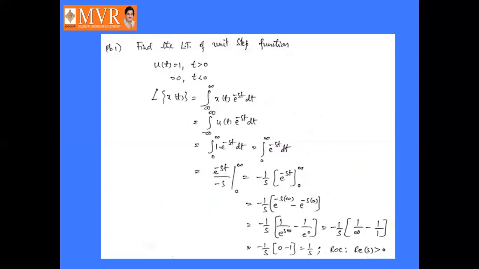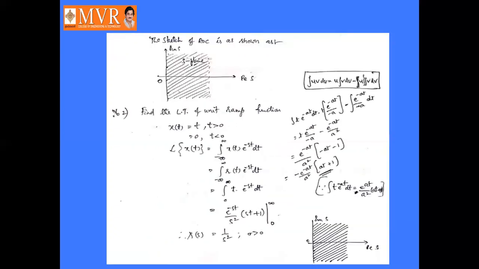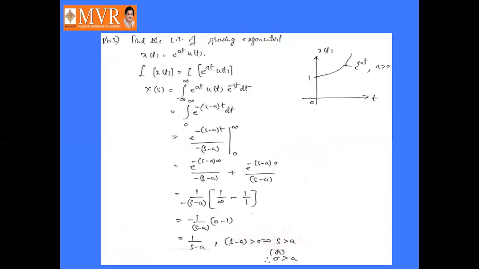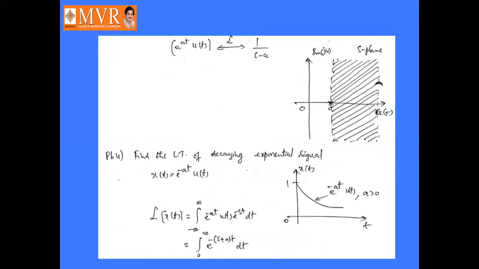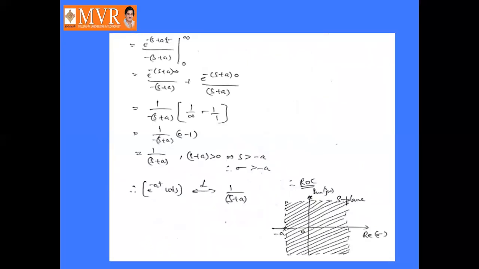So that is 1 into e power minus s t by minus s. So minus 1 by s into e power minus s t. By solving this, we will get the ROC like this. Like that, we will solve the ramp function also. X of t equal to t, integral of t into e power minus s t dt. Like that, we get the ROC. Similarly, growing exponential e power at into u of t, already solved. Similarly, decaying exponential e power minus at into u of t.